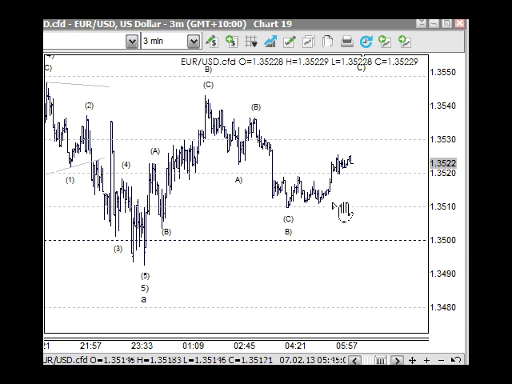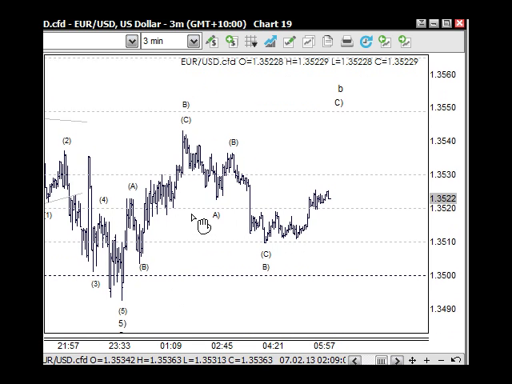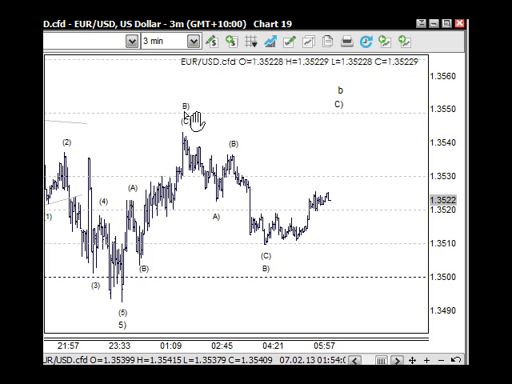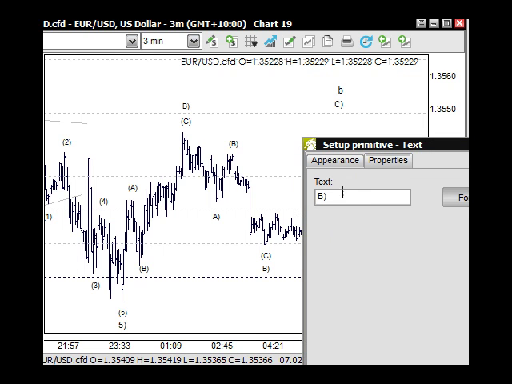Now, the little B wave here, basically an A and a B and a C here. That should be the A wave there. So we'll just change that while we're here.